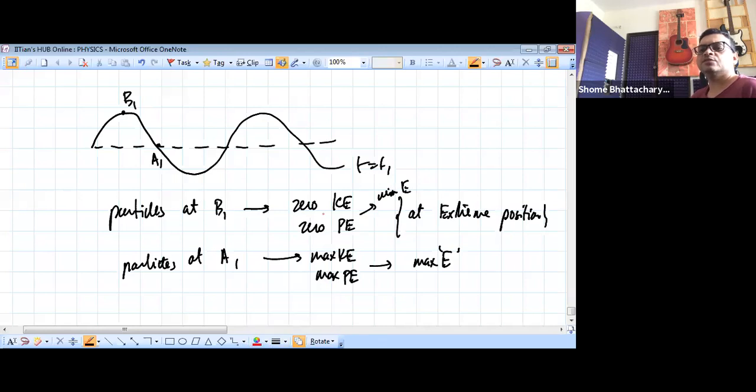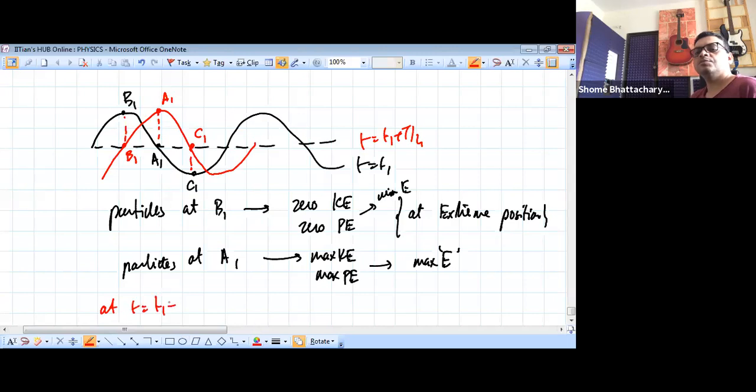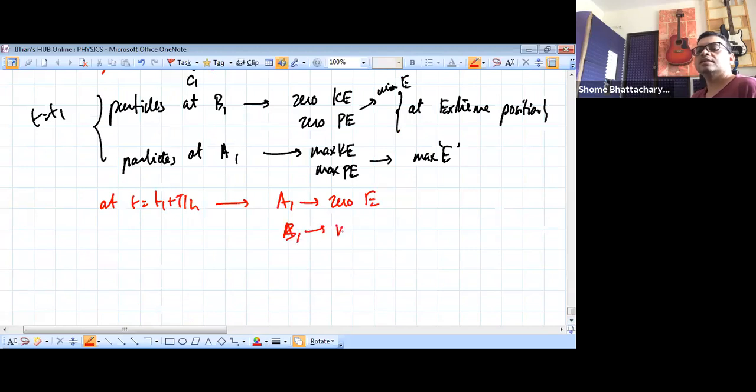Now, by the time the wave shifts one full quarter cycle, so at T1 plus T by 4, the whole pattern has shifted. So it would have become like this. So these particles by now have shifted here, and these particles have shifted here. And similarly, the particles which were here, let's say this, these particles have gone. So now you can see at t equal to t1 plus t by 4, this was all happening at t equal to t1. Now at this new time, particles at a1 have zero mechanical energy or minimum mechanical energy, and b1 has maximum.